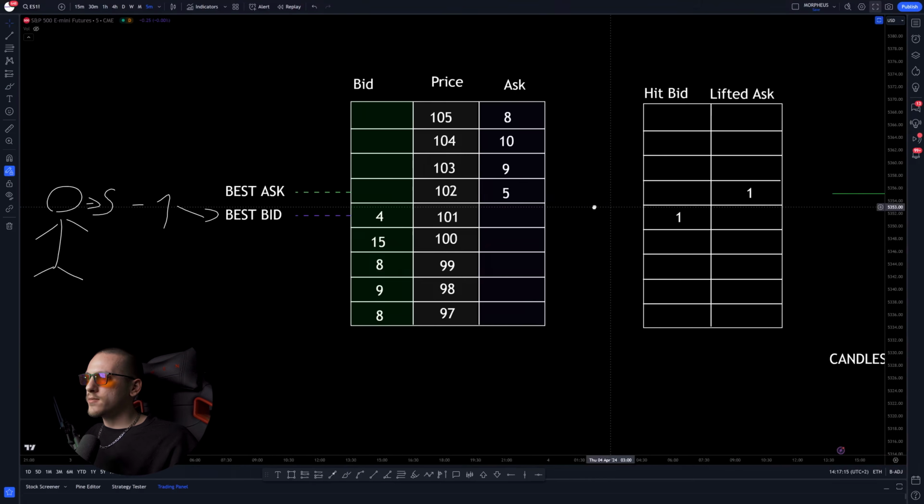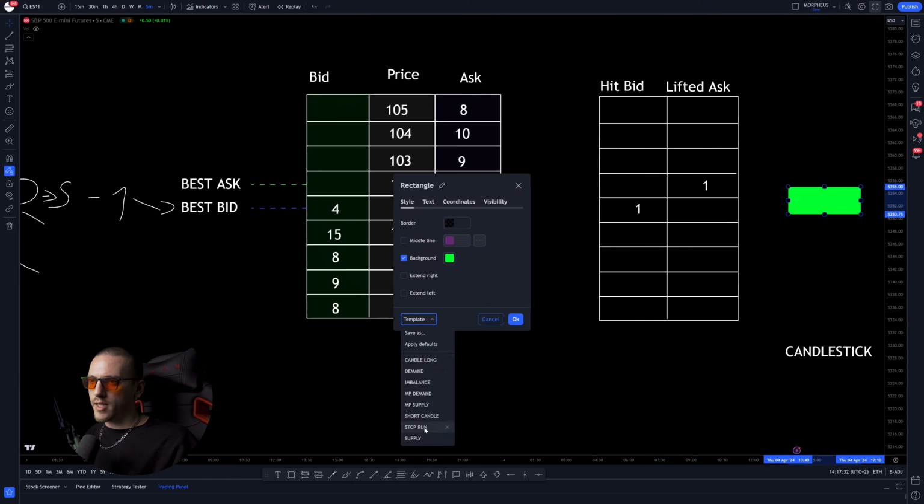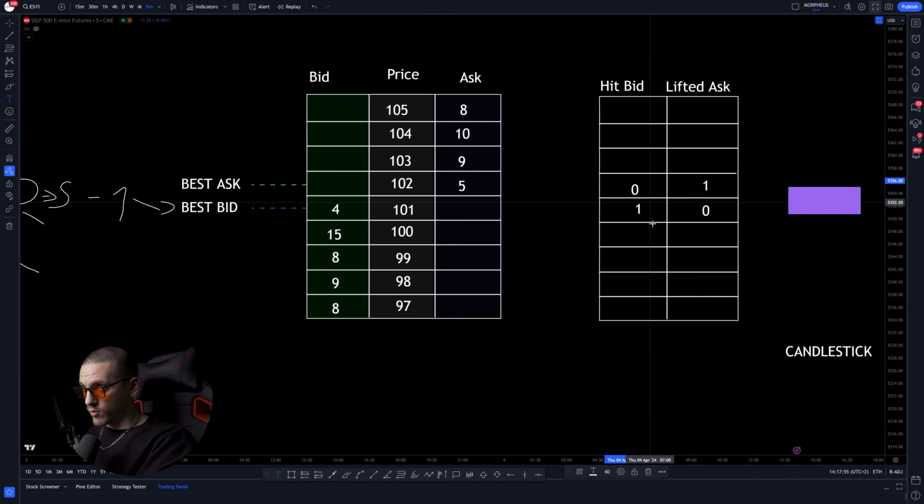In all of this, we have candlesticks. So the first order was executed here, so here is the open of the candle. Last order was executed here. So now the candle, first of all, will turn as a short candle. Here we will have a 0 and a 0, because 0 contracts have been executed at those levels.